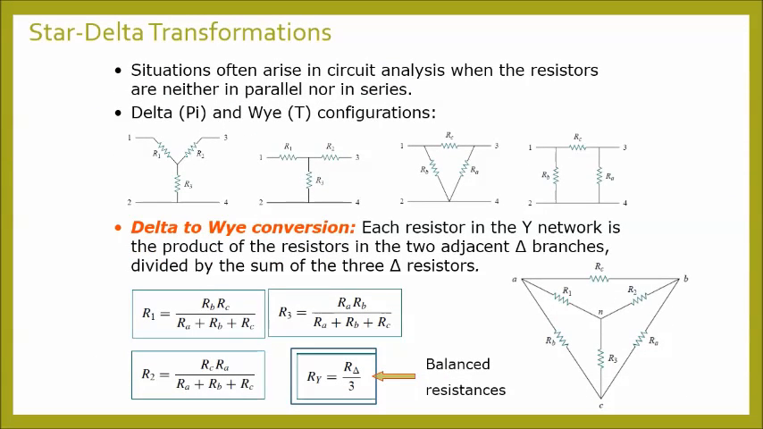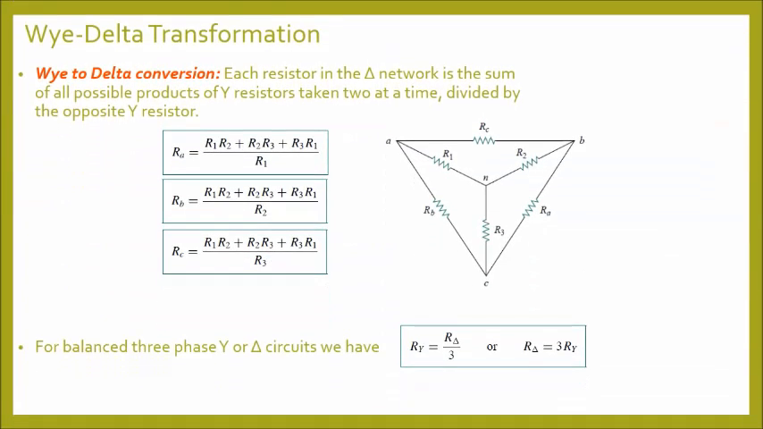This situation is something like analyzing a circuit when the resistors are neither parallel nor in series. Hence it is proved that for delta to star conversion, each resistor in the star network is the product of the resistors in the 2 adjacent delta branches divided by the sum of the 3 delta resistors. Similarly, for star to delta conversion, each resistor in the delta network is the sum of all possible products of star resistors taken 2 at a time divided by the opposite star resistor. Therefore, if we consider the source or the load as a resistor, we are able to simply solve and build a mathematical expression for the circuit.